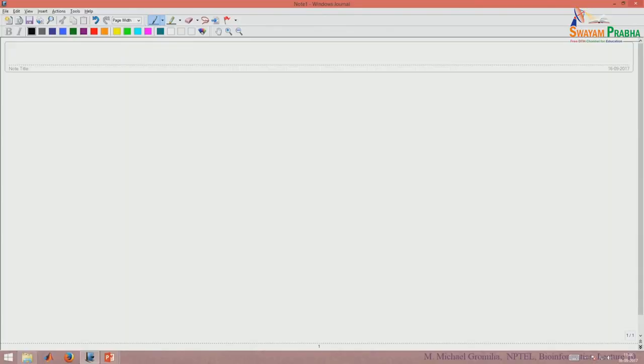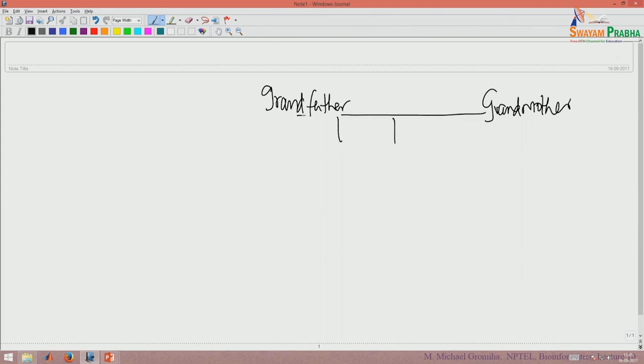So phylogeny, if you define it, is a description of any biological relationship, expressed in the form of a tree. For example, if you take the human genealogy, say the grandfather here, grandmother, so they have several children. So now if you see, he is the father. Likewise, from the mother's side, we can get the mother.